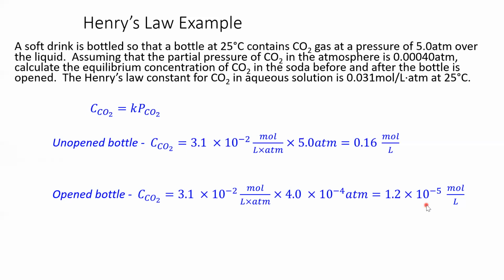We wouldn't write 0.000012 for an answer. Move that decimal five places, and that's where that 1.2 times 10 to the minus 5 comes from. So a soda bottle that's closed is going to be carbonated. One that's opened is going to lose its carbonation. Okay, questions on Henry's Law?